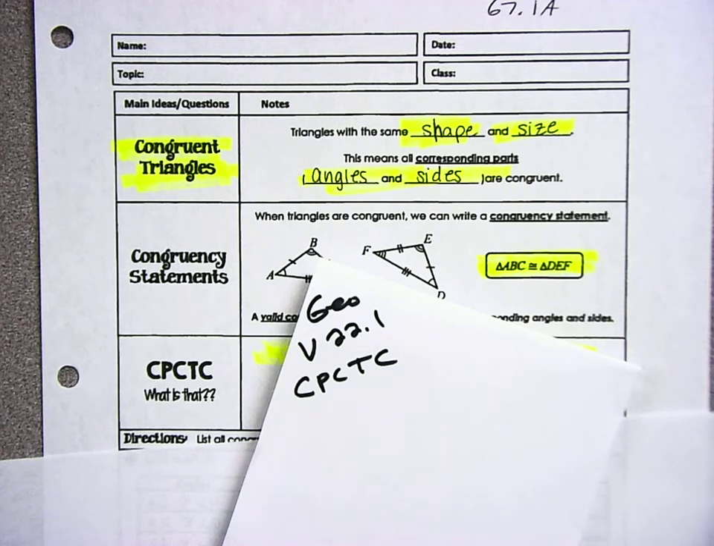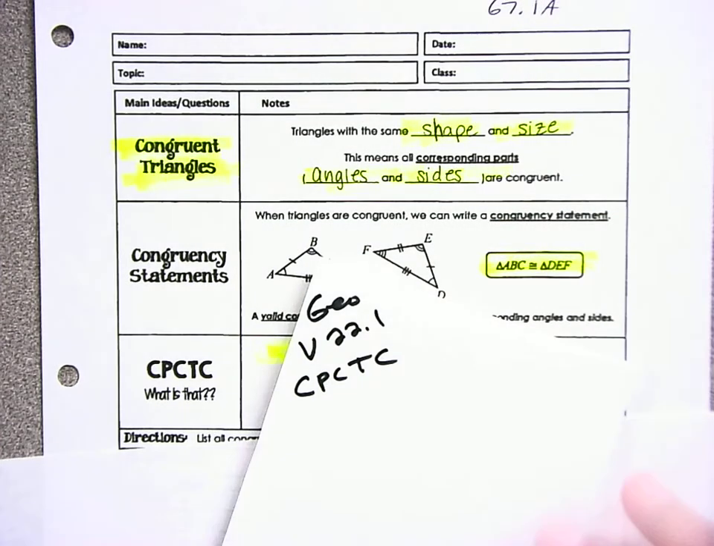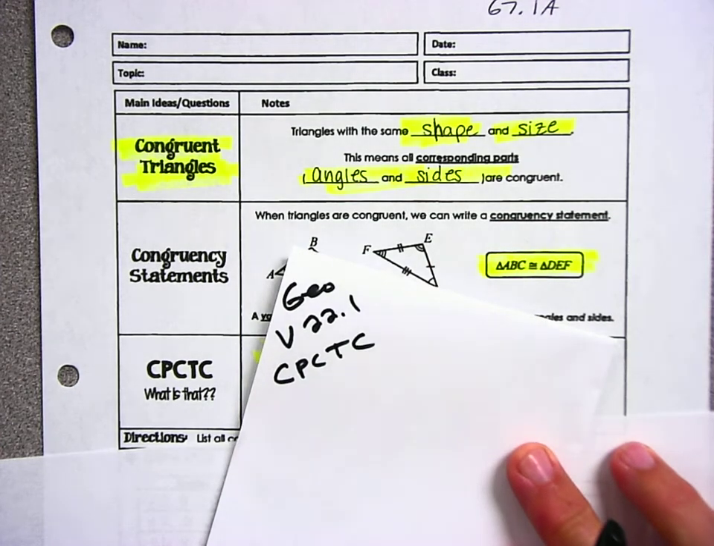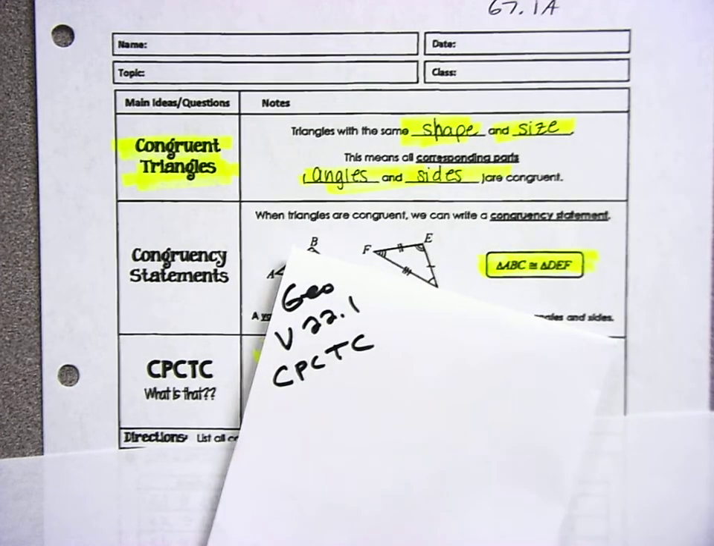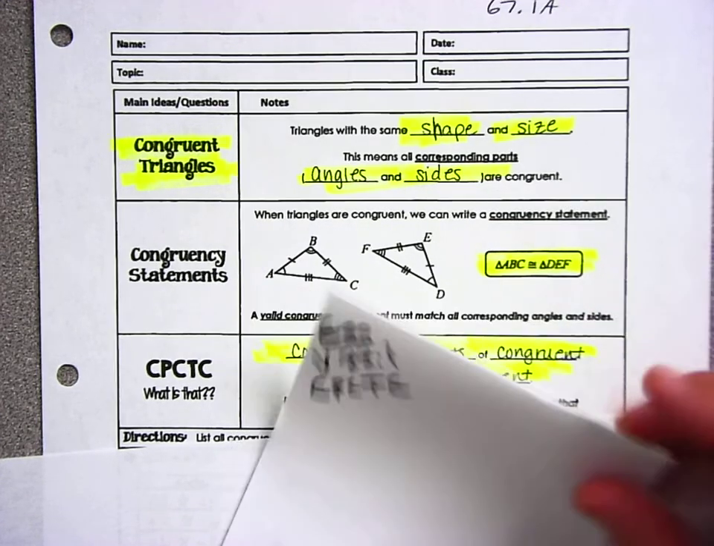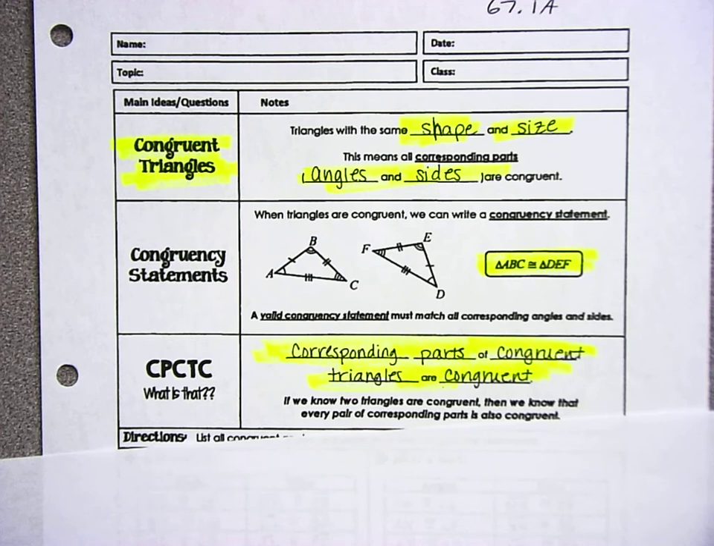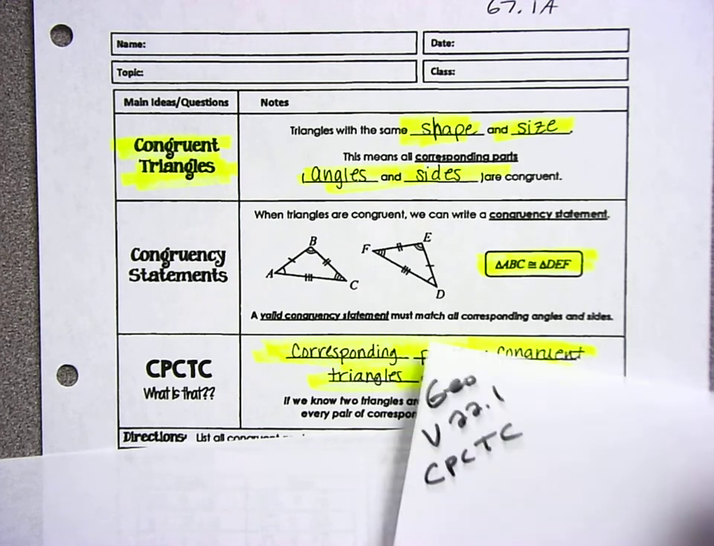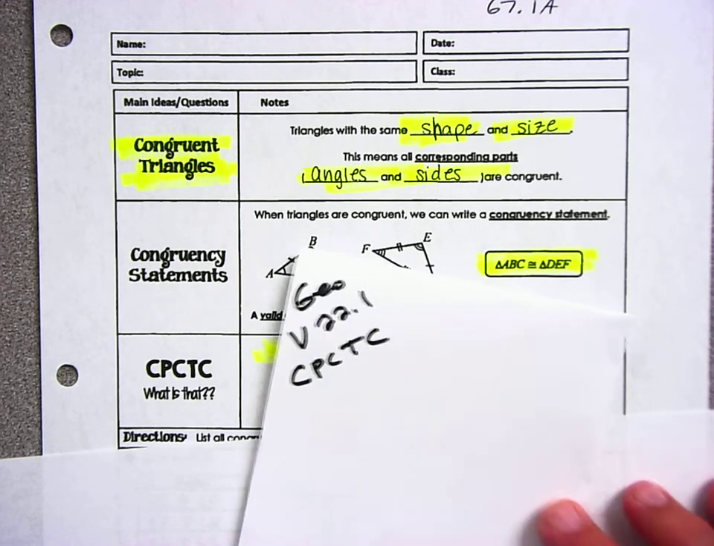All right, Geometry 22.1, CPCTC. Yes, someone's really happy with that acronym. So let me just tell you what that acronym is. That is corresponding parts of congruent triangles are congruent. They love this in geometry, CPCTC.